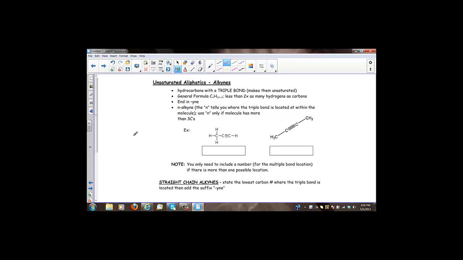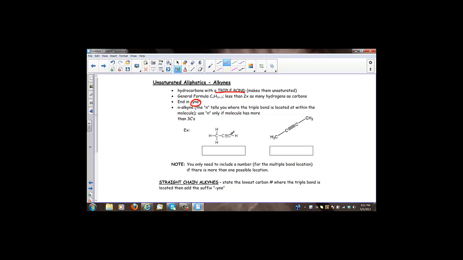Okay, we're almost done. Unsaturated aliphatics, which are alkenes, going to be just like alkynes, except we've got a triple bond. And the formula is CnH2n-2, which means they have 2 less than double the carbons, and it ends in YNE.